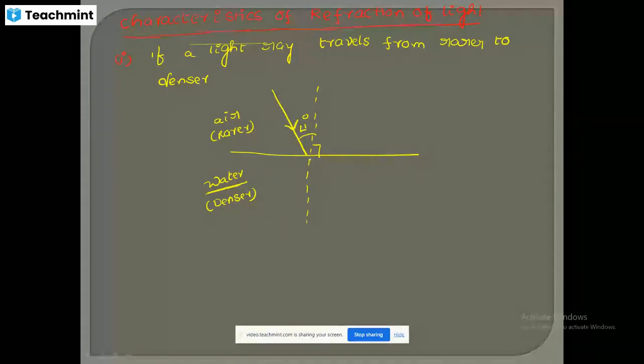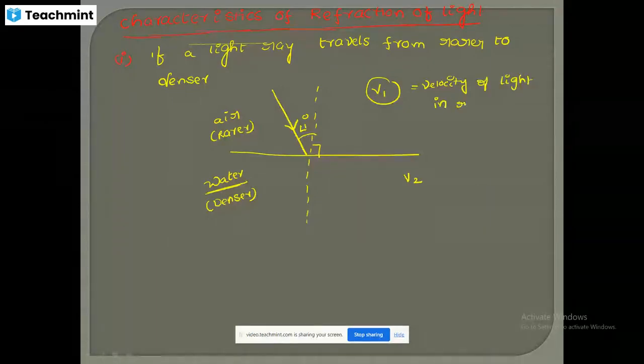Okay, so listen here. You know that the velocity of light in the air medium is, let us suppose, v1, and v2 is the velocity of light in the denser medium. So v1 is the velocity of light in the rarer medium, and v2 is the velocity of light in the denser medium.